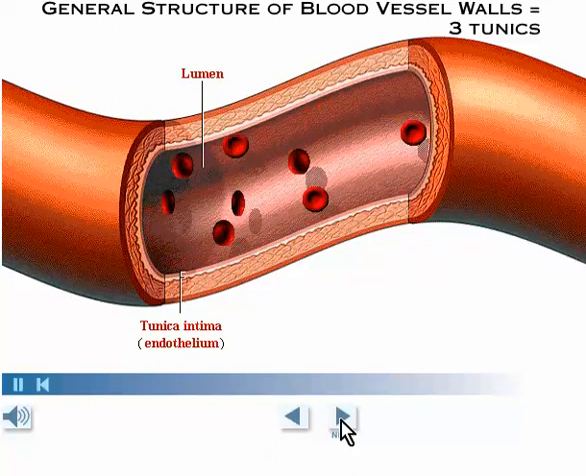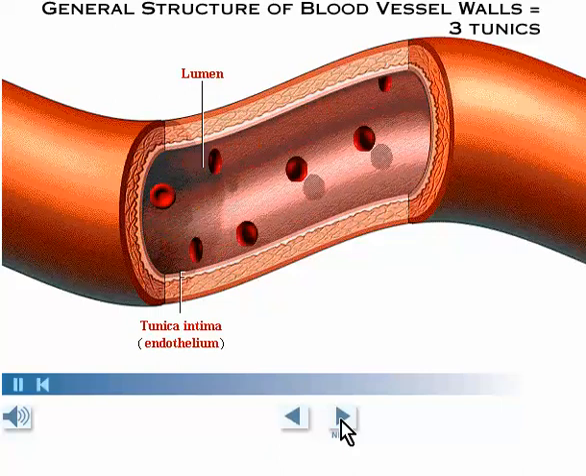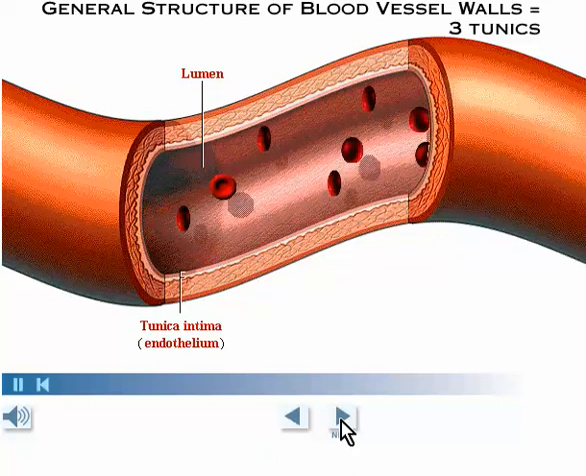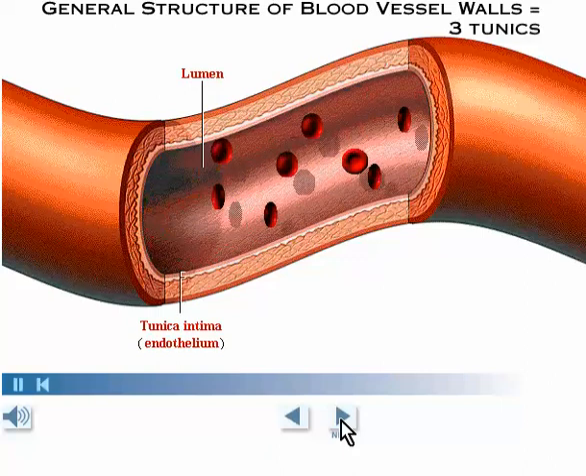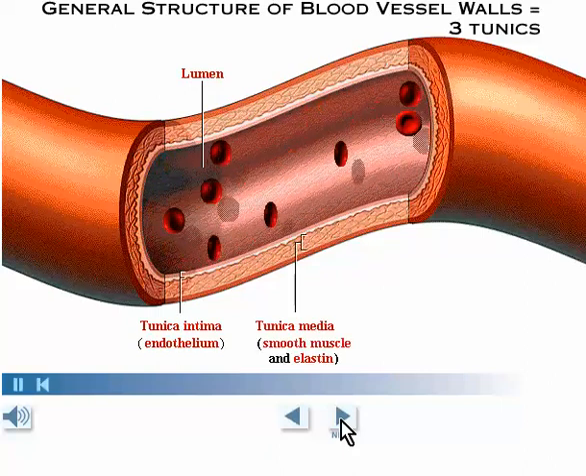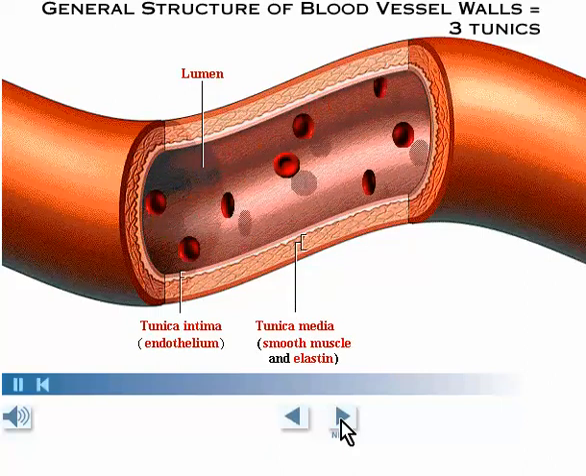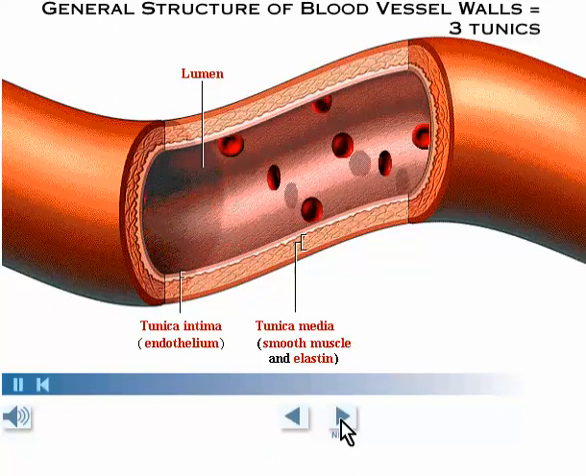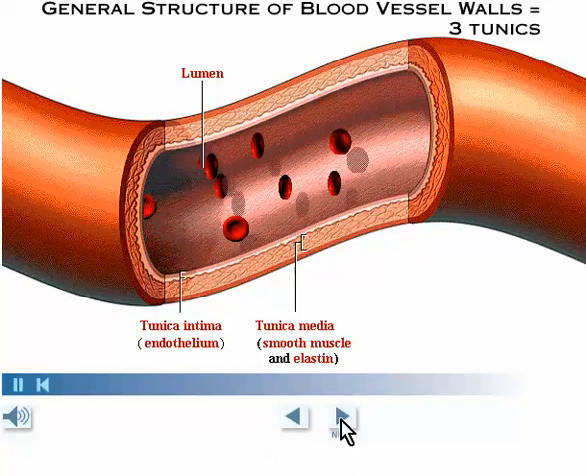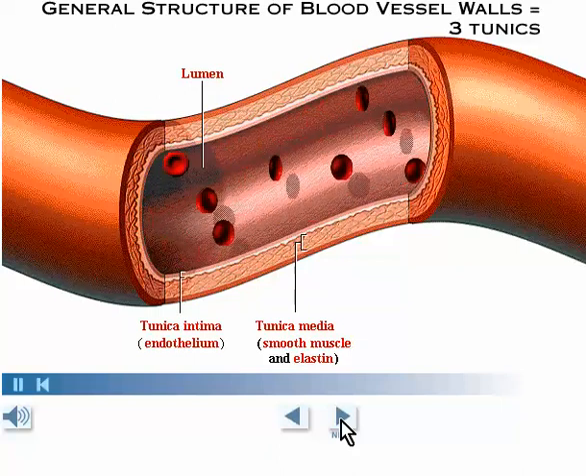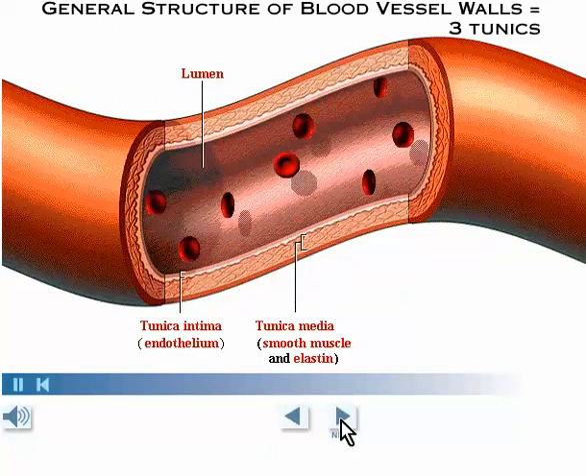The tunica intima includes the endothelium that lines the lumen of all vessels, forming a smooth, friction-reducing lining. The tunica media, the middle layer, consists mostly of circularly arranged smooth muscle cells and sheets of elastin. The muscle cells contract and relax, whereas the elastin allows vessels to stretch and recoil.